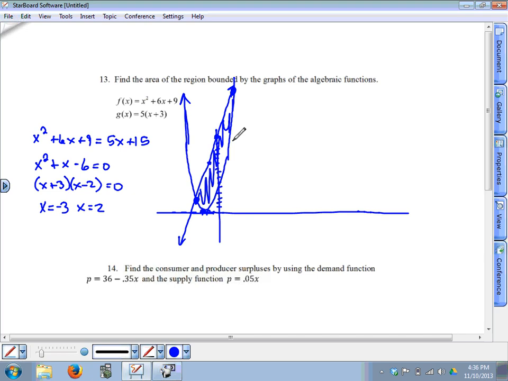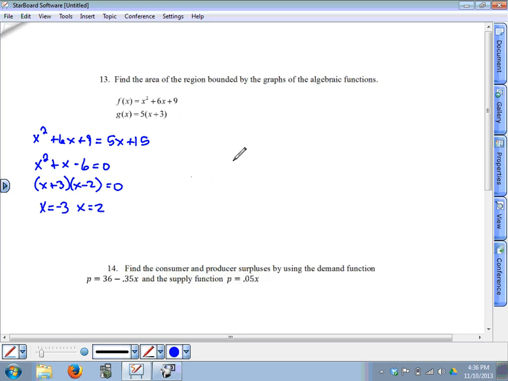So thinking about it graphically, between the two bounds of integration, negative 3 and positive 2, this is the g function. Okay, this is the f function. So between the two bounds of integration, the g function is above the f function. Other thing you can do, if you don't want to spend the time graphing, is between the two bounds of integration, negative 3 and 2, you can test values in each function to see which one produces the highest value. 0 is between negative 3 and 2.